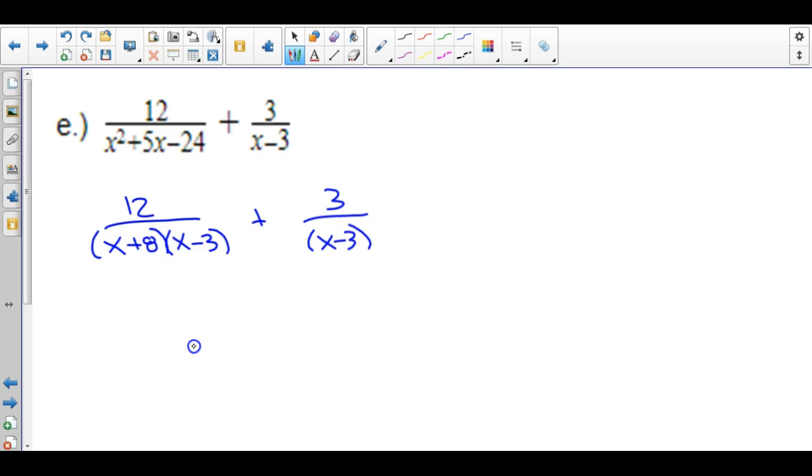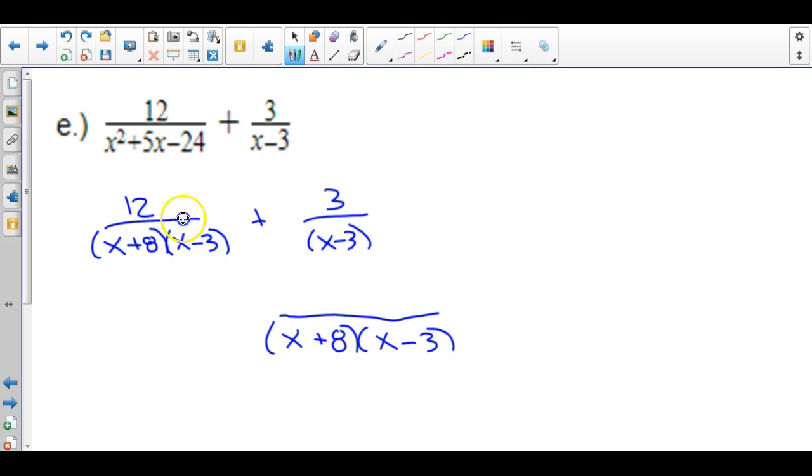So as far as our common denominator goes, this fraction on the left already has an x plus 8 and an x minus 3. This one on the right already has the x minus 3. So this is a common factor between the two, so we don't have to put it in the denominator twice. My common denominator is going to just have the x plus 8 and the x minus 3. We do not have to write it twice because it was already in common with both expressions.